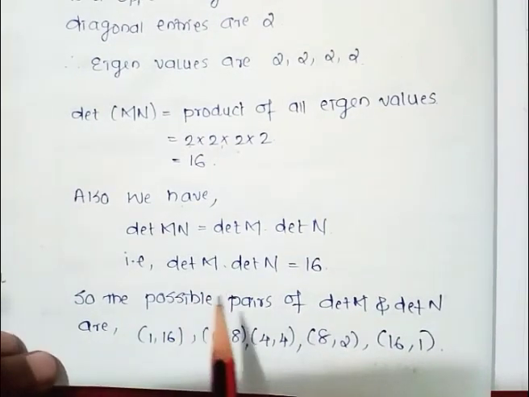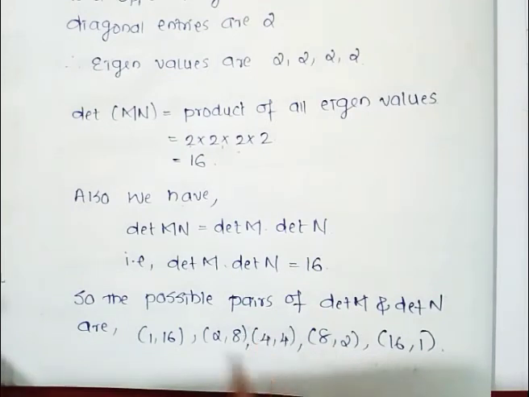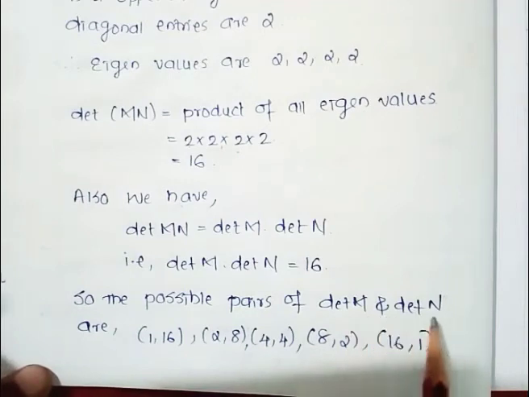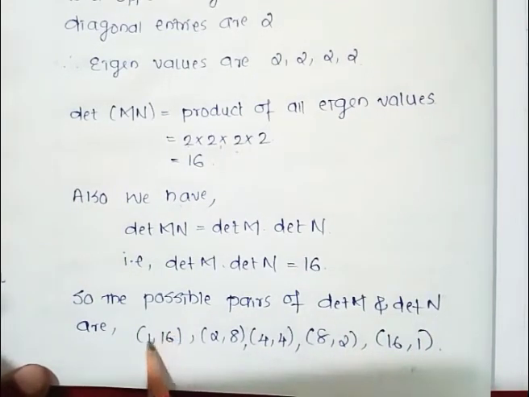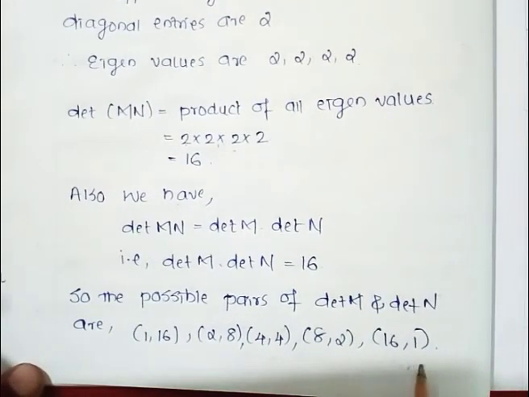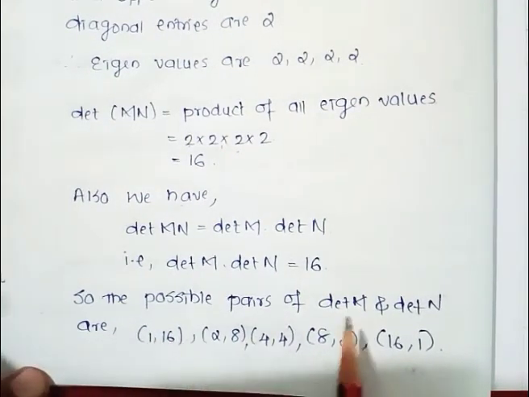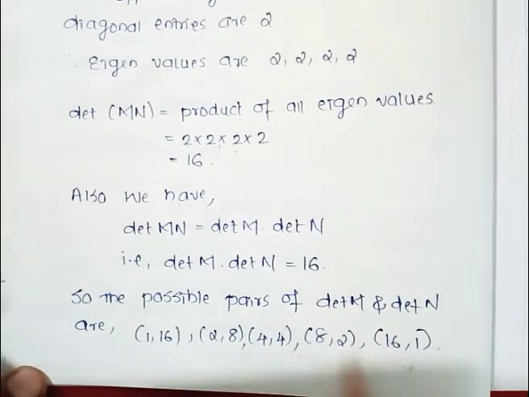Now we find the possible pairs of determinant M and determinant N, because we want the maximum value of determinant M plus determinant N. The possible pairs are 1 and 16, since 1 into 16 is 16; 2 and 8, since 2 into 8 is 16; and 4 and 4, since 4 into 4 is 16; similarly 8 and 2, and 16 and 1. Then the values of determinant M plus determinant N are 1 plus 16 equal to 17, 2 plus 8 equal to 10, 4 plus 4 equal to 8, and again 10 and 17.